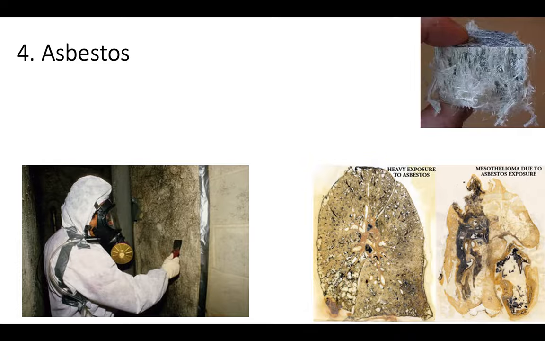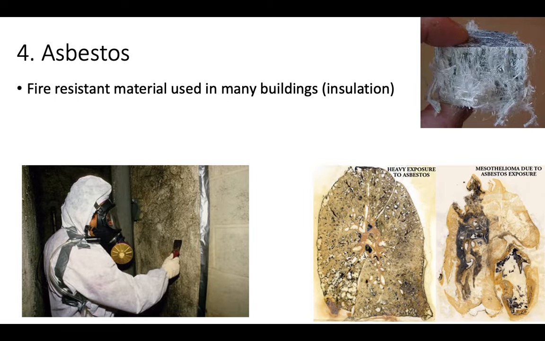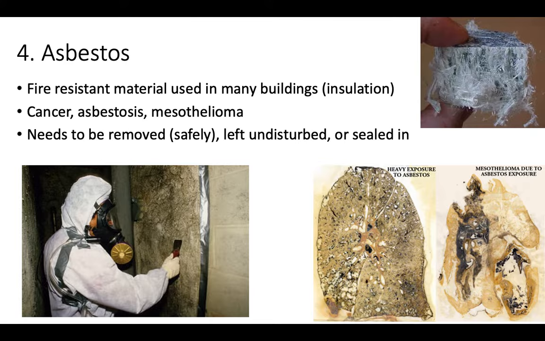Lastly, asbestos. You've probably heard about asbestos before. It is a material that was often used because it is fire resistant, so it was used as an insulation to prevent burning. However, exposure to it can lead to cancer, asbestosis, and mesothelioma. It needs to be removed safely or left completely undisturbed, or it can be sealed in, but you need to wear protective gear when dealing with asbestos.